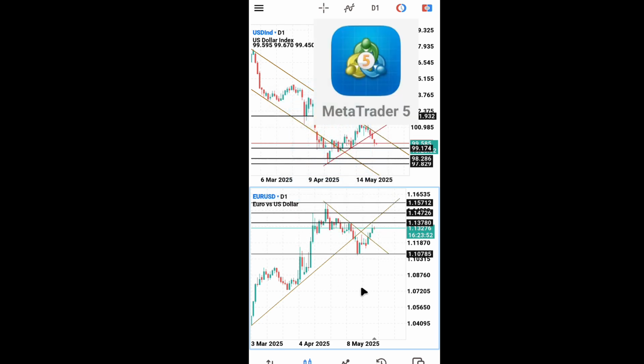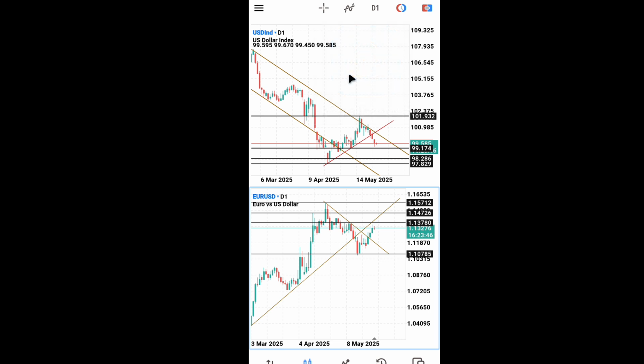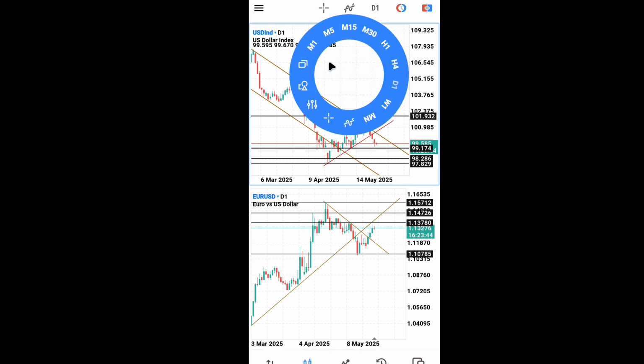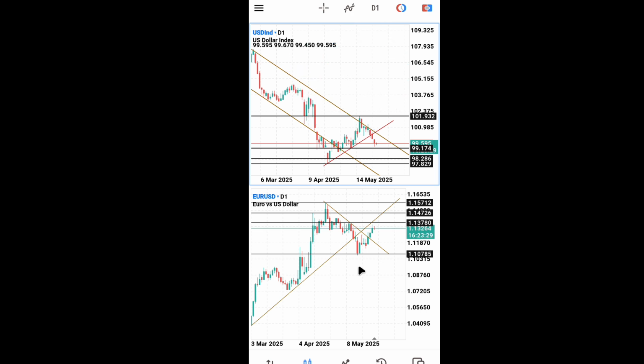So this is the MetaTrader 5 mobile app. If you want to get that, just tap on your chart and use this very icon here. Okay, this very dual window icon, that's where you select the two. All right, so now let's get back to the comparison.